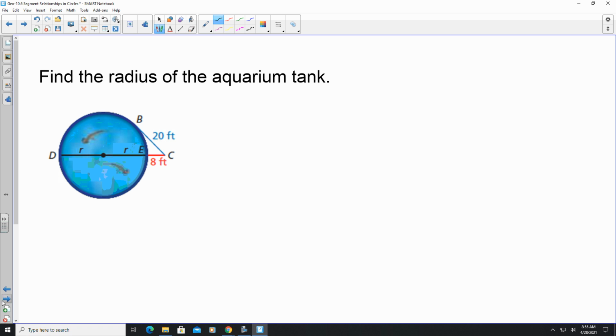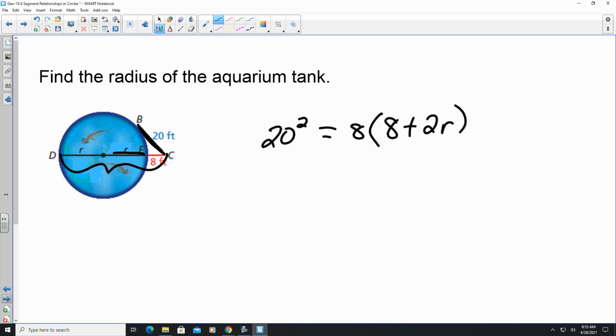And then finally here, same idea. They want you to find the radius of the aquarium tank. So in order to find that, what they told you here is, oh, we've got a tangent of 20. So this is going to be 20 squared, which is going to be equal to 8 times, again, remember, it's the distance of this entire thing, which will be 8 plus 2r, because from here to here is r, and then here to here is r.